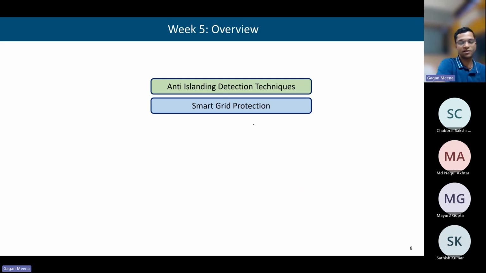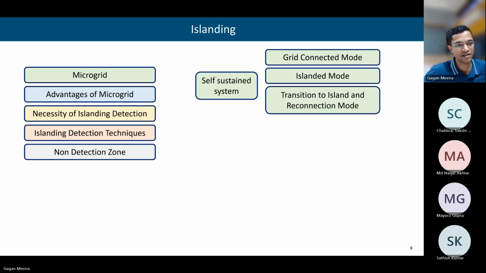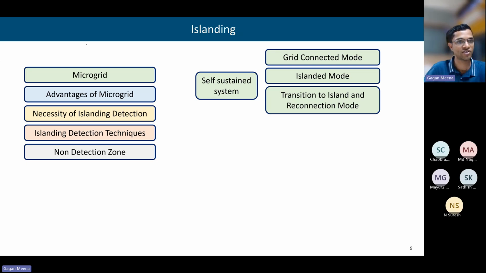The next, as I had mentioned, these are the two main topics which were discussed this week. First was the anti-islanding detection techniques, and then the smart grid protection. Why do we need islanding detection techniques, and what are the different types of islanding detection techniques? Here we discuss the necessity of islanding detection and the different types of islanding detection techniques. And then what is the non-detection zone?